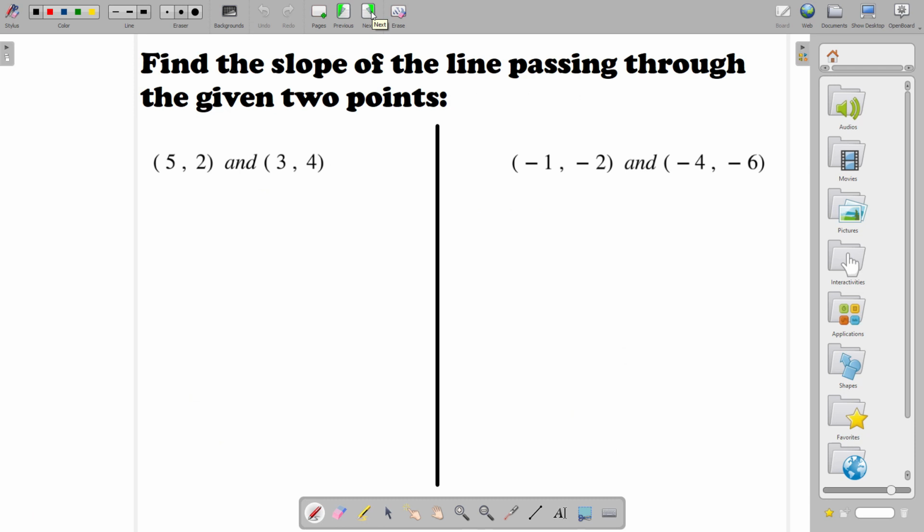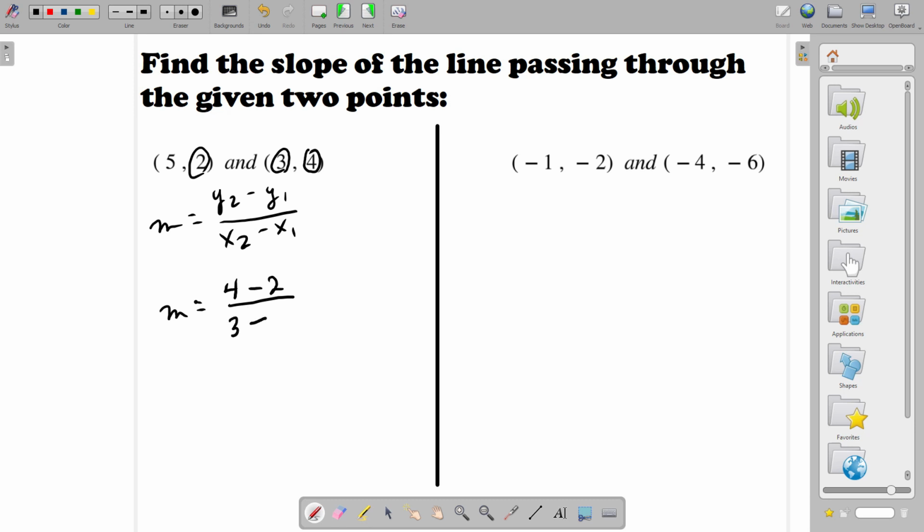All right, let's jump in with a problem here. Here we have 2 points that are on a line, and we want to know what the slope is. The formula for the slope is the difference in the y's over the difference in the x's. Okay, so y2 would be the y coordinate of the second point, so that's a 4, minus the y coordinate in the first point, which is 2, over the x coordinate in the second point, over the x coordinate in the first point.